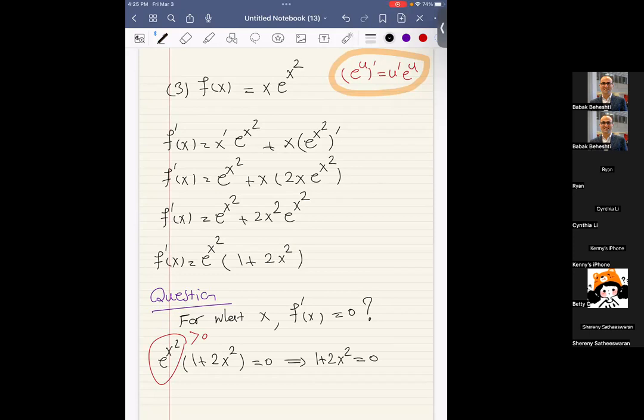Is that possible? No. Because 1 plus 2x squared is always greater than or equal to 1. So this is impossible, because this factor is also always positive. So there is no x for which f prime is 0. No solutions.